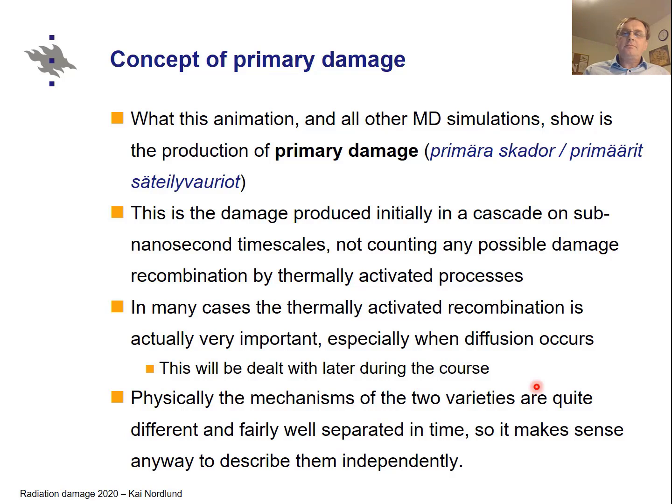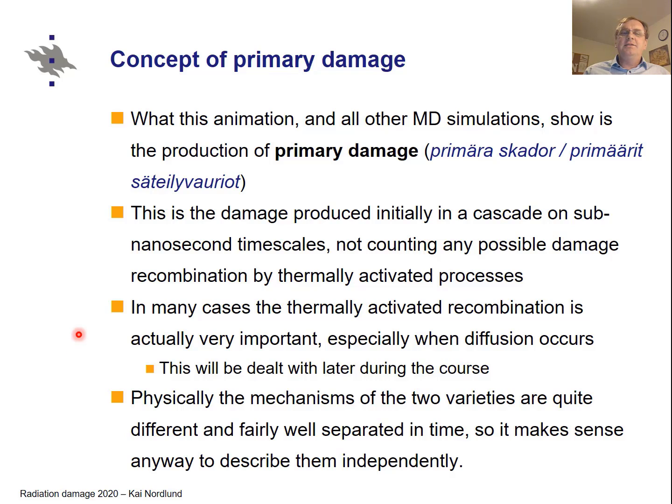Well, now we start also going into the physics of it all. So what this animation and all the MD simulations which will be shown in this chapter show is the production of primary damage. And this means the damage produced initially on the sub-nanosecond timescale, and does not include damage recombination by thermally activated processes.